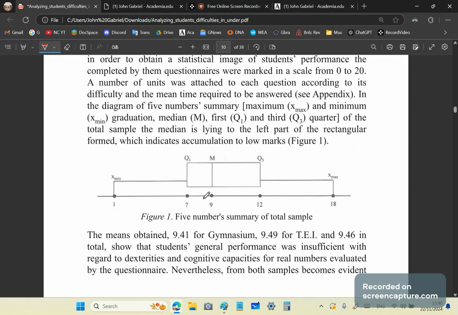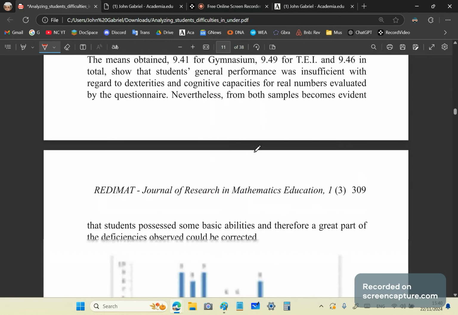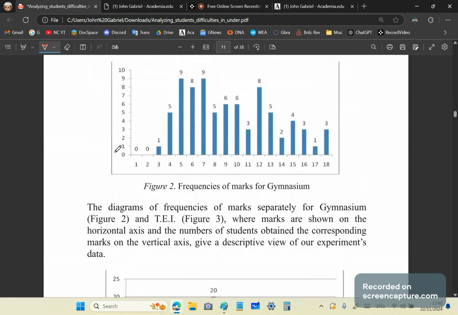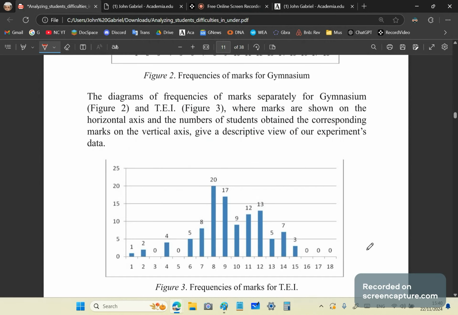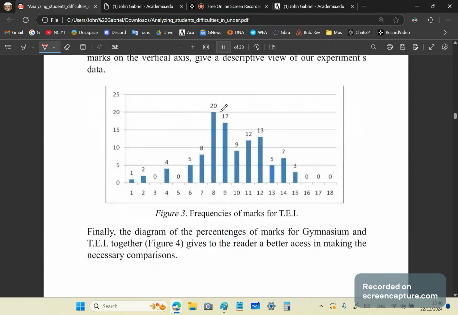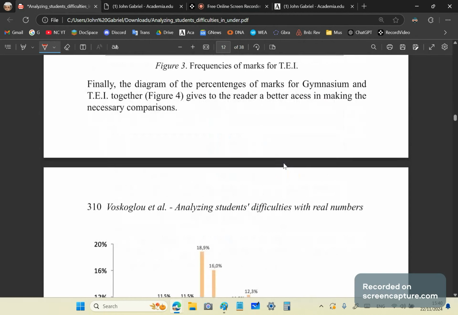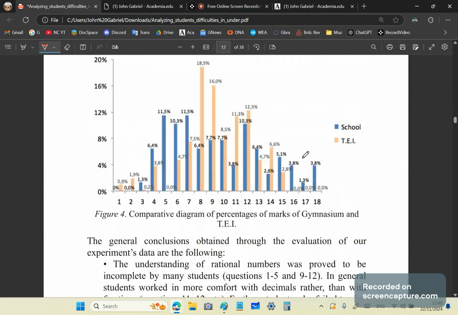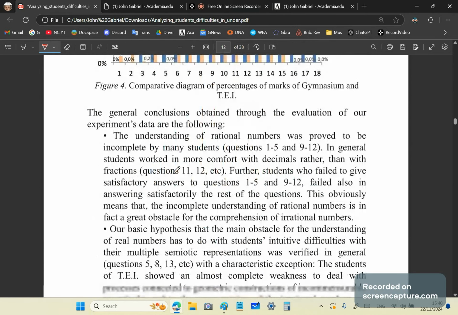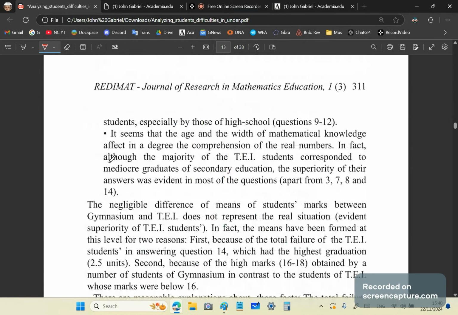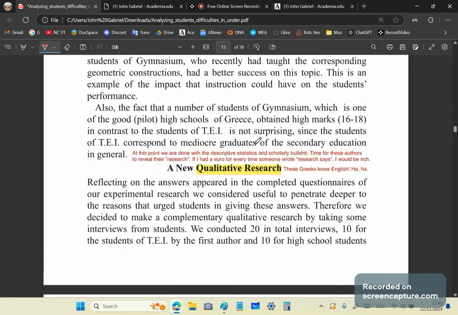And then we have the descriptive statistics to give the illusion of scholarly research and some actual numbers, maybe a normal distribution coming up. Well, almost normal, right? Let's see, what else? Maybe some hypothesis testing. No, I think they skipped it in this article. I think they got lazy. All right. So at this point, we are done with the descriptive statistics and the scholarly bullshit. Time for these authors to reveal their new research.